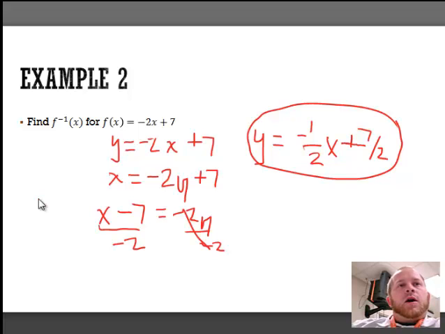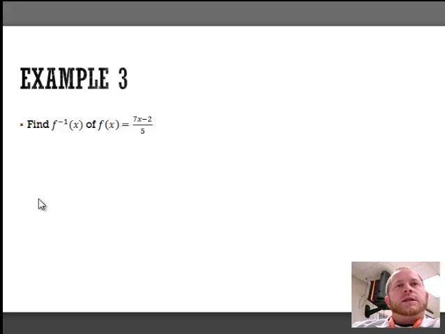So what we're going to go through is you guys need to do this example. Remember, f of x switches out to a y. You guys go ahead and solve this out for me.